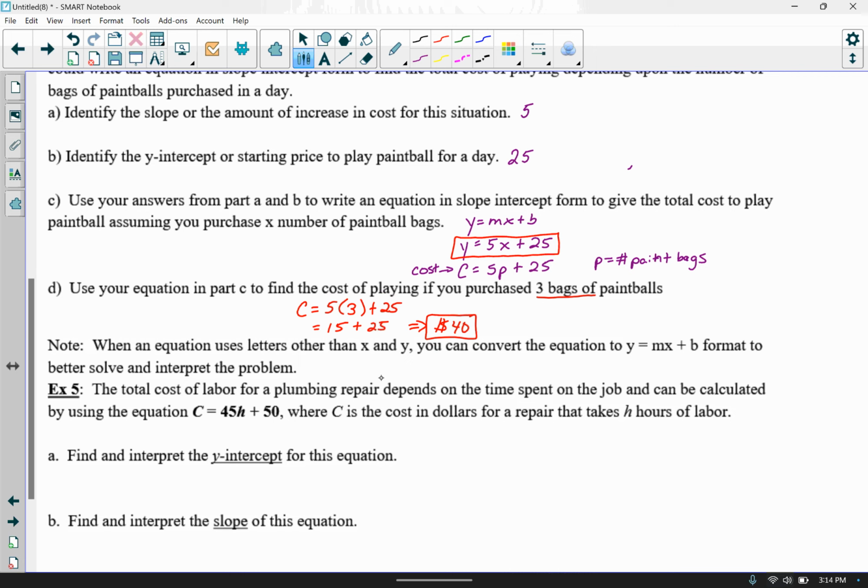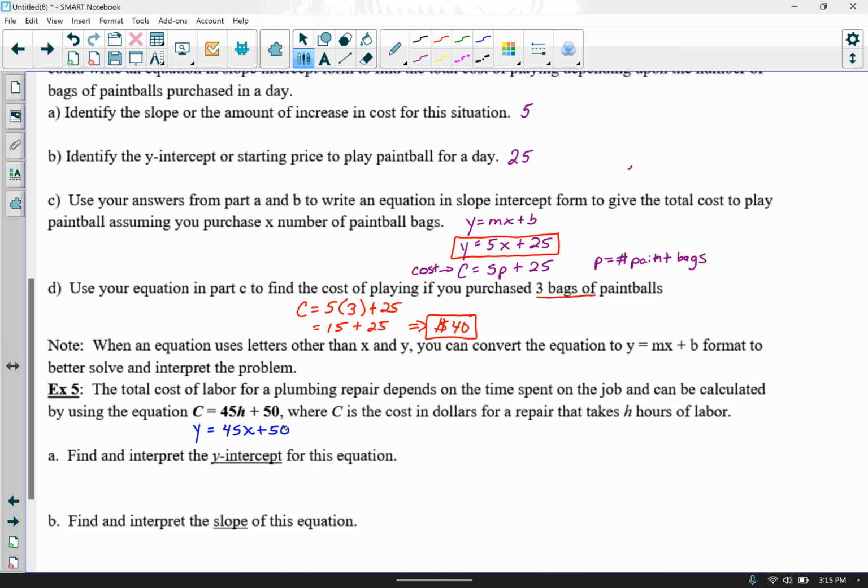In example 5, it says the total cost of labor for a plumbing repair depends on the time spent on the job, and can be calculated using this equation here, C equals 45H plus 50, where C represents the cost in dollars for your repair, and H is the hours of labor. So part A wants us to find and interpret the y-intercept, and part B wants us to find and interpret our slope. So I'm going to come on down below here, and again, if using these intuitive letters is challenging for you, it's in slope-intercept form. Just come underneath here, y equals mx plus b.